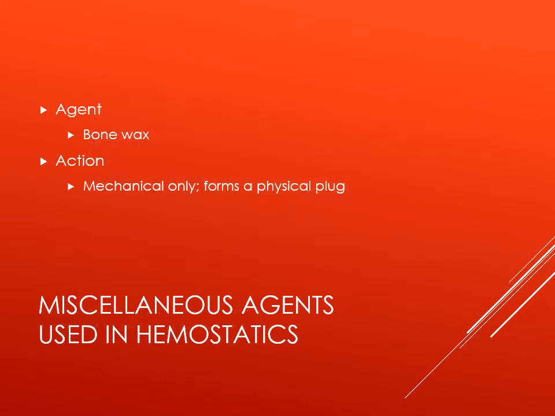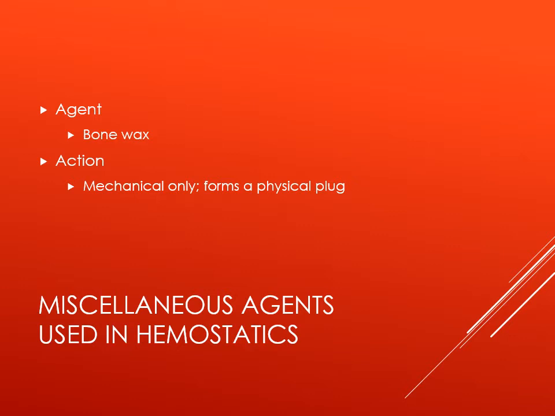So there are some miscellaneous agents that don't really fall into these other categories that we'll talk about. The first one is going to be bone wax. So this is made from beeswax, and it's a mechanical barrier only. So it basically just forms a physical plug to stop bleeding. It's going to be used on bone surfaces.